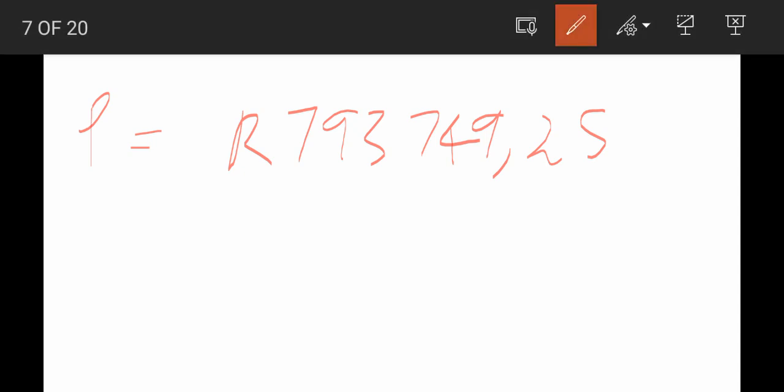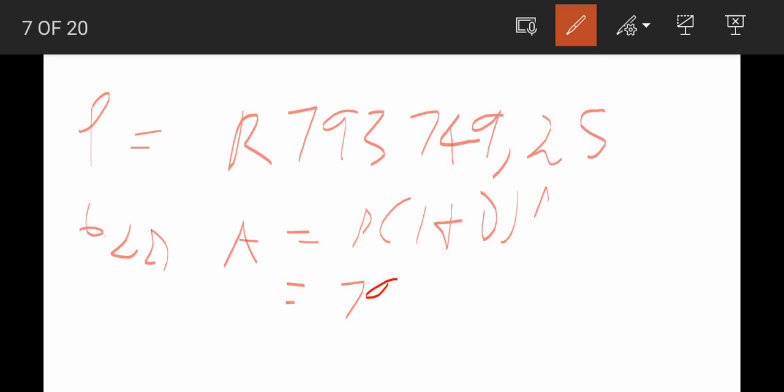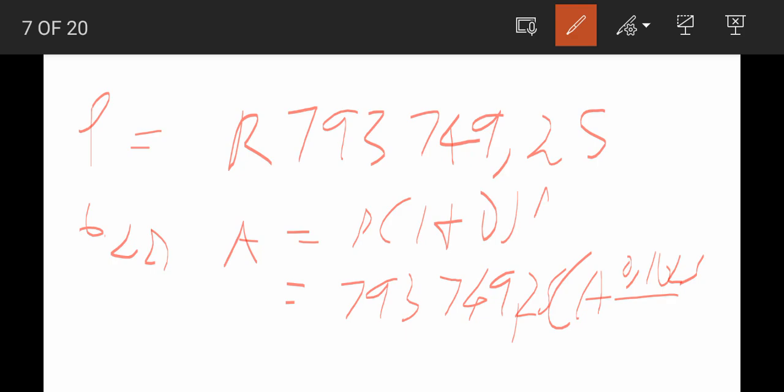793. So if we can just calculate it here, 6.2.2. So we have A, P, we're just gonna calculate it using this one, compound. So now we have 793,749.25. 1 plus, what's the interest rate? 0.1025 over 12. Then how many months? 3 months, right? 3 months.